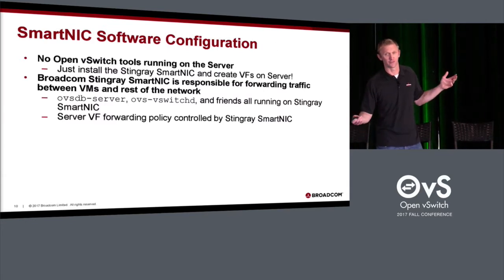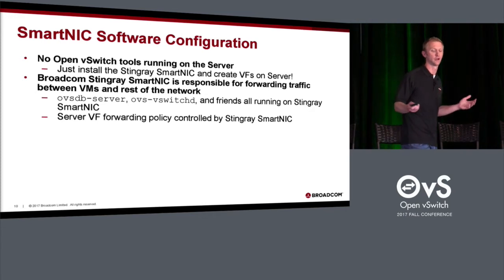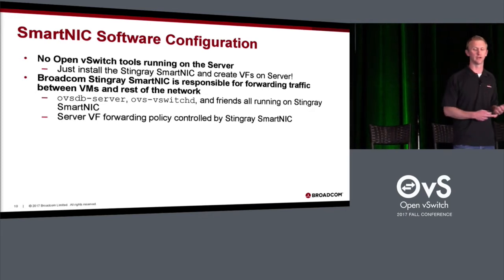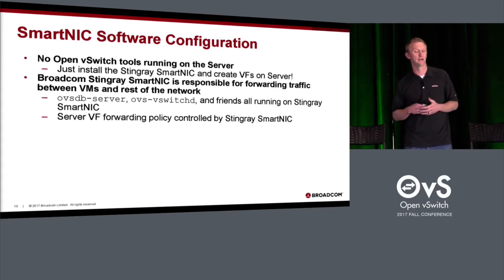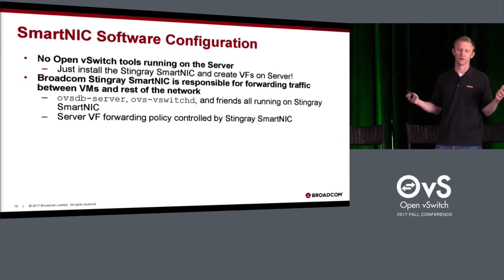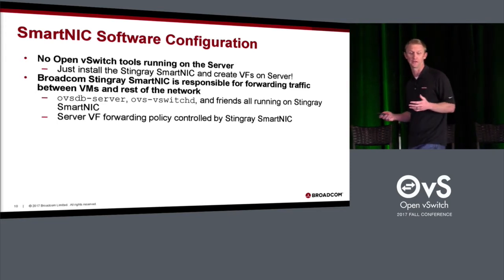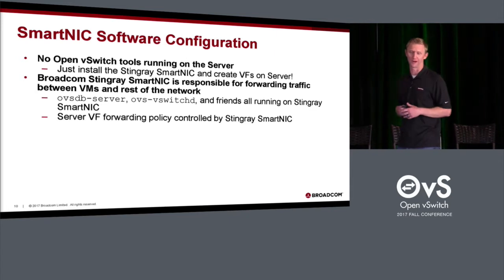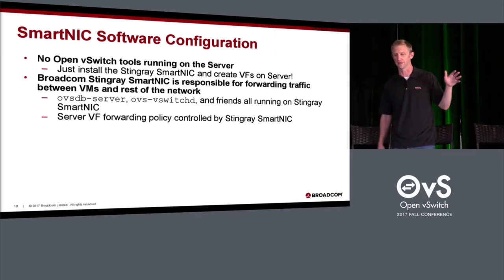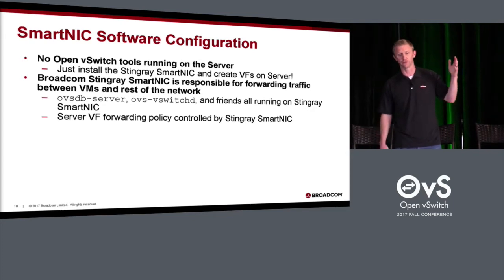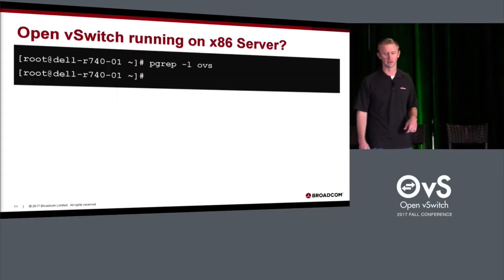So what does the SmartNIC software config look like? Well, as I said, we don't have any tools running on the server. We just install our SmartNIC and create the VFs. That's it. You're done. So our SmartNIC is responsible for doing all of the forwarding between the VMs and the rest of the network. Our common applications that run on a regular basis, all of them, run on the SmartNIC, completely. And again, as I mentioned before, VF forwarding policy is completely controlled by the SmartNIC.